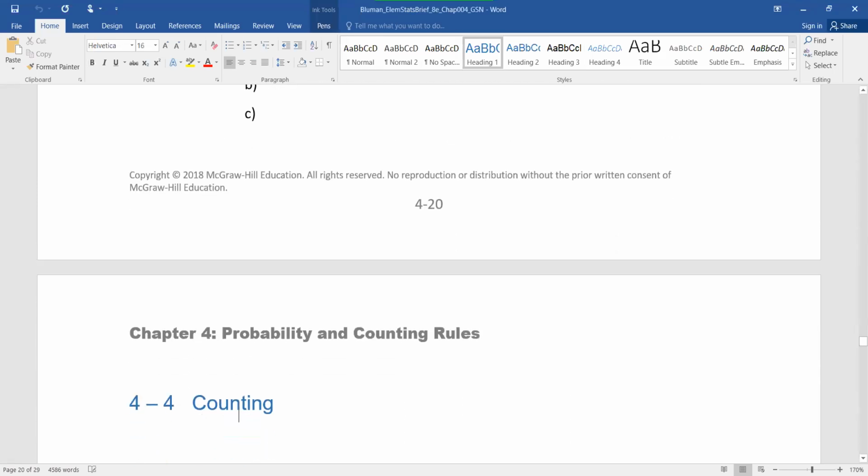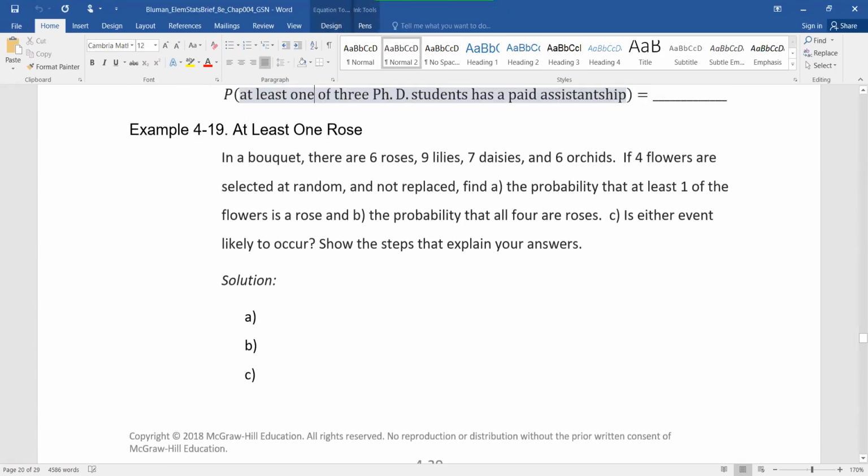So an example. Example 19, at least 1 rose. In a banquet, there are 6 roses, 9 lilies, 7 daisies, and 6 orchids. If 4 flowers are selected at random and not replaced, find the probability that at least one of the flowers is a rose, the probability that all 4 are roses, and then is either event likely to occur? Show the steps.